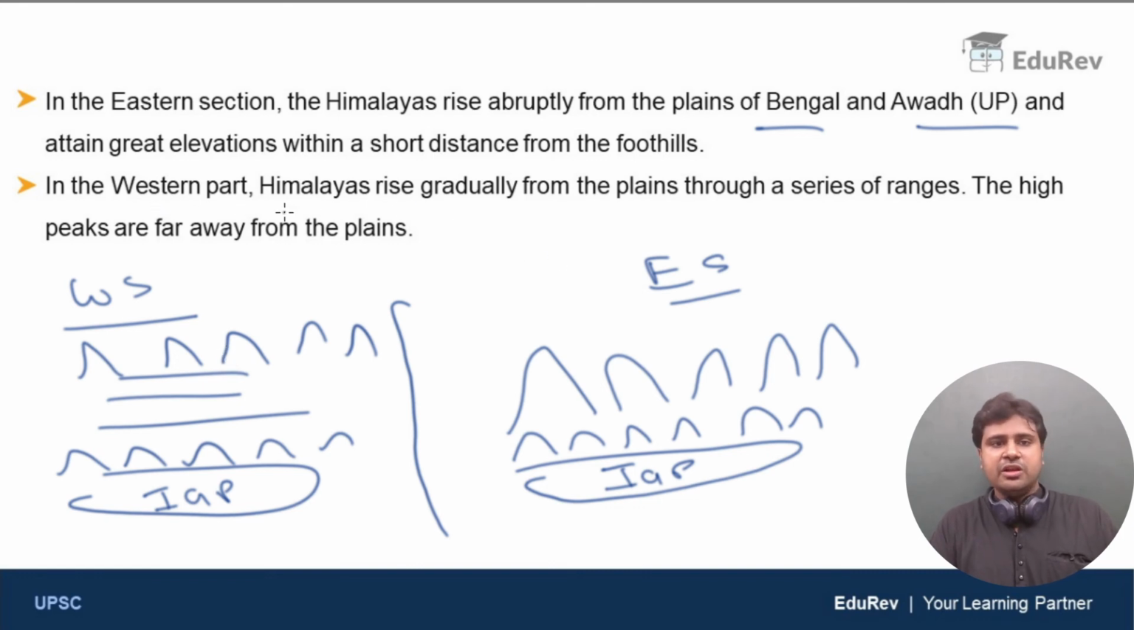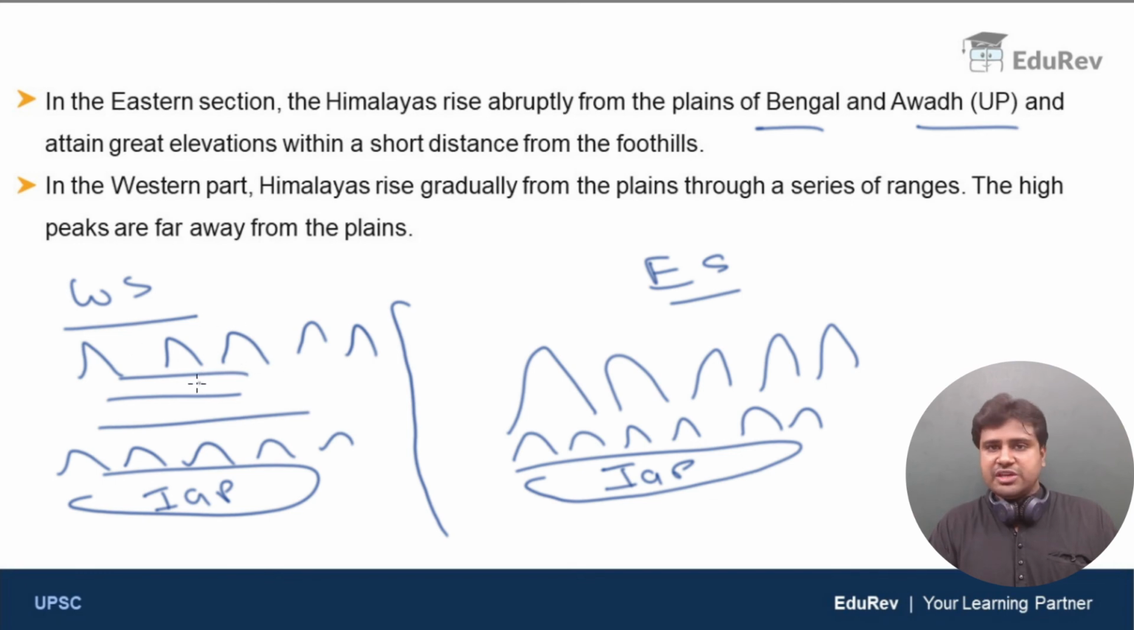Okay, so just let us go through these points one more time for the sake of clarity. In the eastern section, Himalayas rise abruptly from the plains of Bengal and Awadh. So this is the eastern section. Just imagine that these are the plains of Bengal and Awadh. Just to the north of the plains you have Shivaliks, and very close to the Shivaliks you find very tall mountains, high peaks. But in the western section, Himalayas rise gradually from the plains through a series of ranges, and the high peaks are far away from the plains.